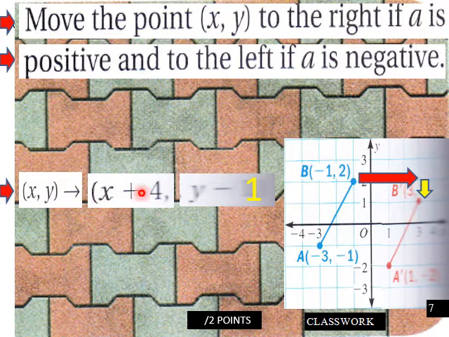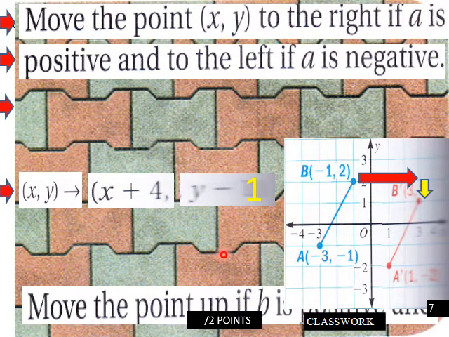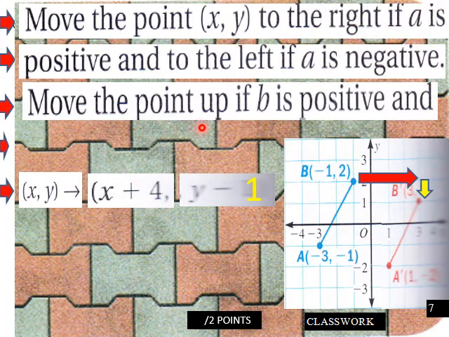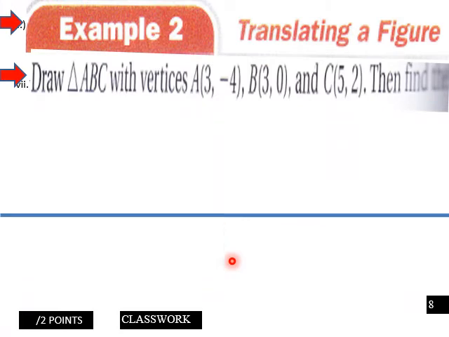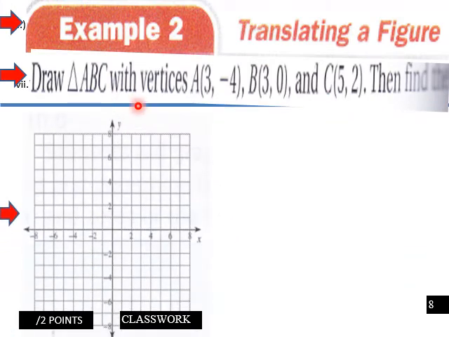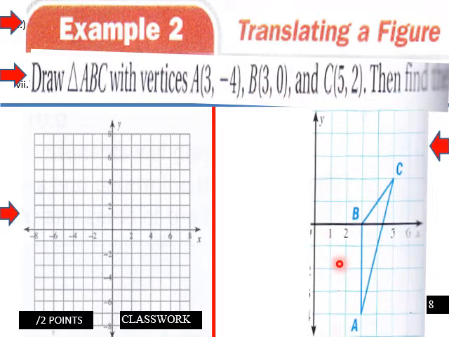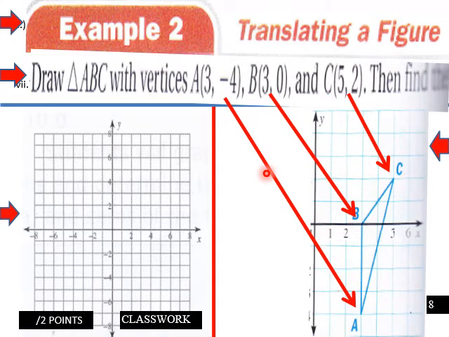That would be a translation. This describes your movement, and this is the actual translation on a coordinate plane. So move the point up if b is positive and down if negative. That's the idea. Translating the figures, so we have draw ABC with vertices A (3, -4), B (3, 0), and C (5, 2). So it looks like this here. This will be this triangle here.